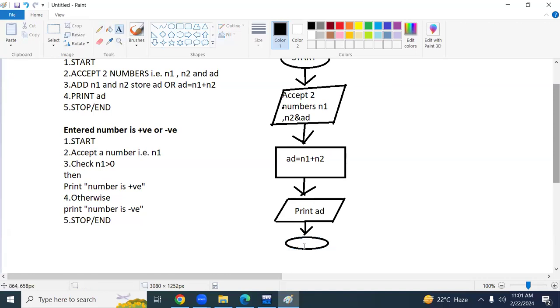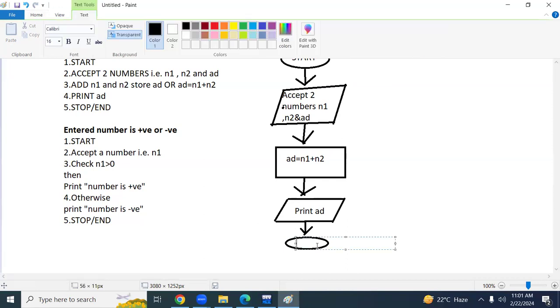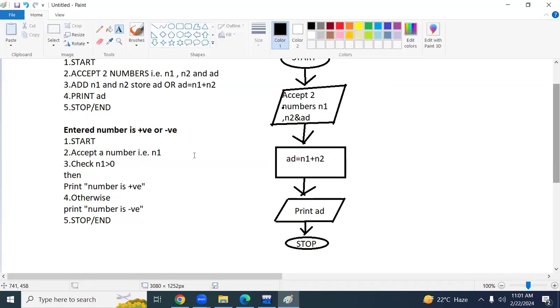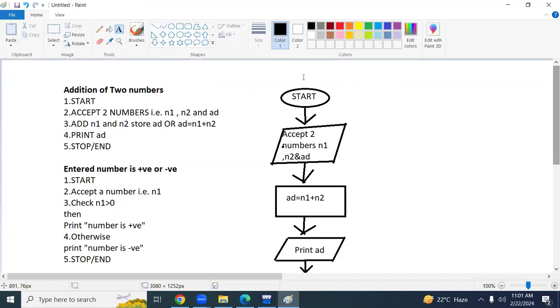And here, is there anybody who is not able to understand? It's a very easy thing. So this is nothing but your flowchart, and this is the algorithm.